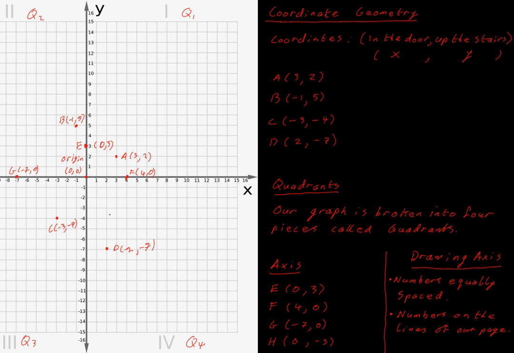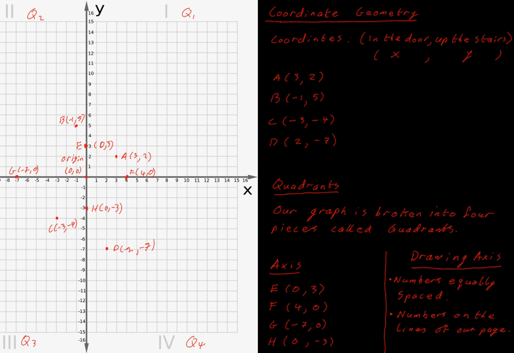And H is at 0, minus 3. So start at the origin, in the door 0, so side to side nothing, and then down the stairs minus 3. So that's my point. H is at 0, minus 3.